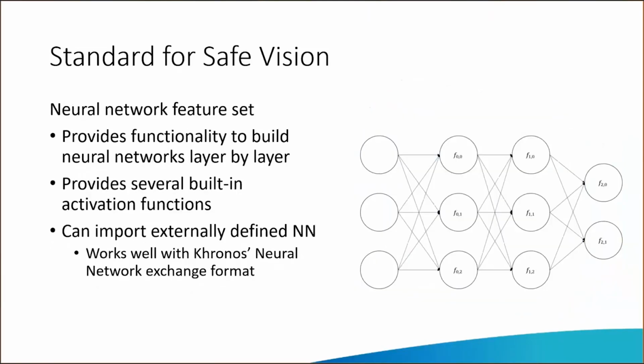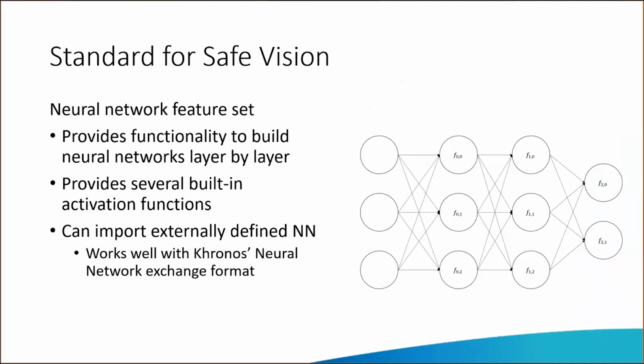The other feature set is the neural network feature set, which provides functionality to build neural networks layer by layer. And it supports several standard activation functions for neural networks. And if you're unsure what any of this means, again, I would encourage you to join part 2 of this webinar, where we'll go into more detail about what these actually are and how they help us with advanced vision systems.